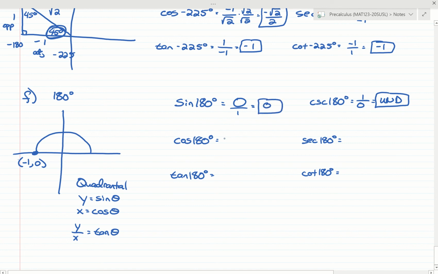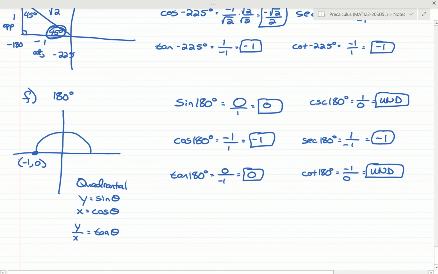Cosine is the x value. You could put it over 1 if you want. So when you take the reciprocal, you get negative 1. And the tangent would be the y value over the x value. The reciprocal would be negative 1 over 0, which of course is undefined.